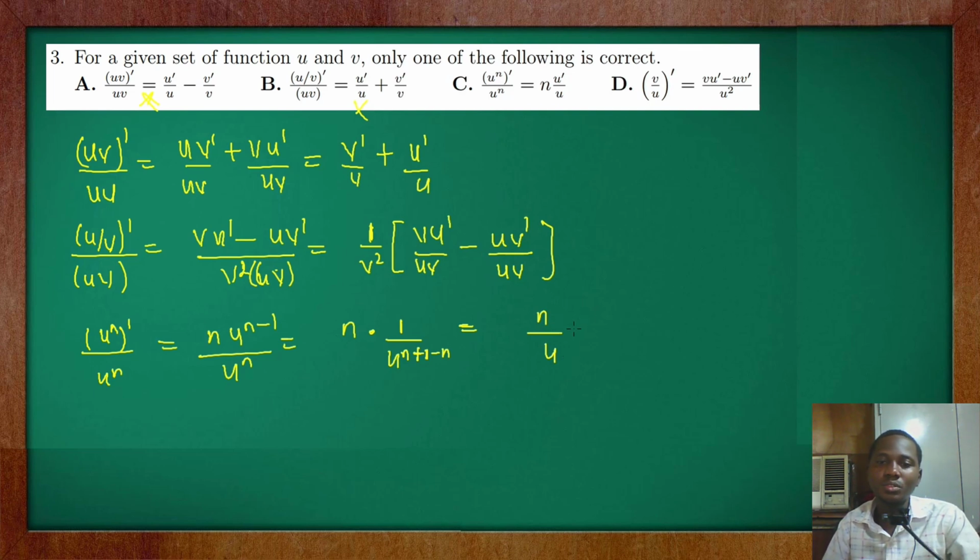So notice that this is not part of our options. Okay, so this is wrong, so this one also is wrong. And if you try the last option here, you have v over u prime. So if you apply your quotient rule, we are going to have u v prime minus v u prime all divided by u squared. Okay, and if you check this option here, we are having v u prime minus uv prime, which is not the same thing as this, so this one also is wrong. So our answer is not part of the options, so we choose option E. All right, so let's move on to the next question.